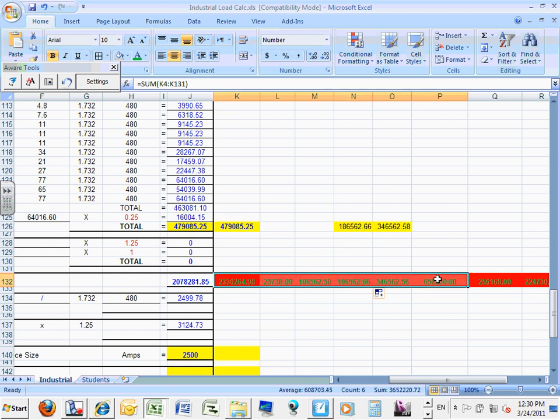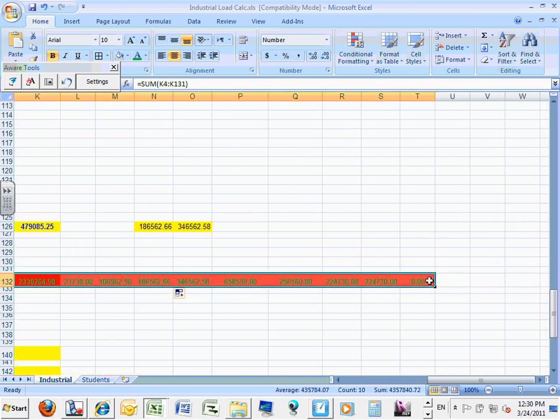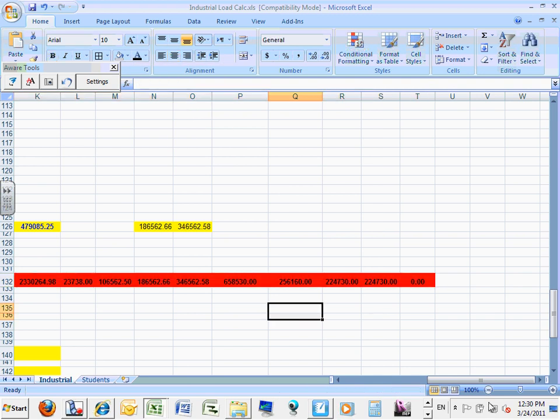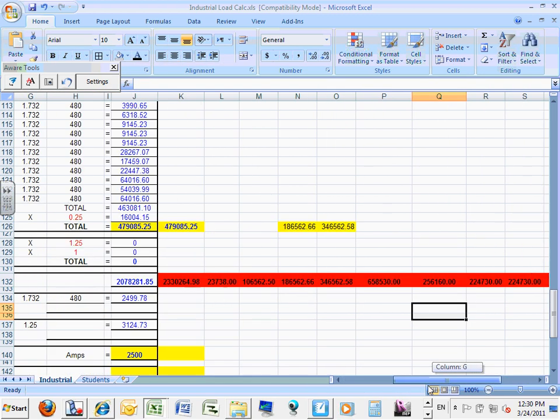What color is that? Is it green? I don't want green. I hate green. Let's go black. Can you guys see the colors? Here's all the KVA for every single panel that we installed there.